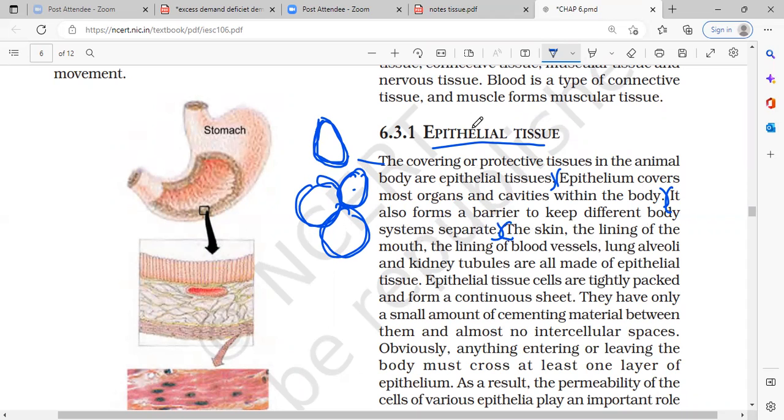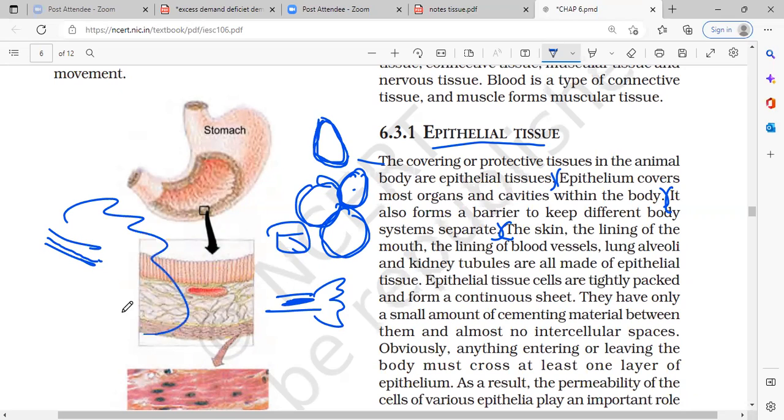Then where is it present? Skin. For example, look at your hand. Over there you can see the skin, right? That is also a layer. The skin, the lining of the mouth. You have your mouth, and over there you have linings. The linings of blood vessels. For example, this is a lining. Only then is blood flowing over here, otherwise your blood would have spilled all over your body, right? Lungs, alveoli, and kidney tubules are made up of epithelial tissue.